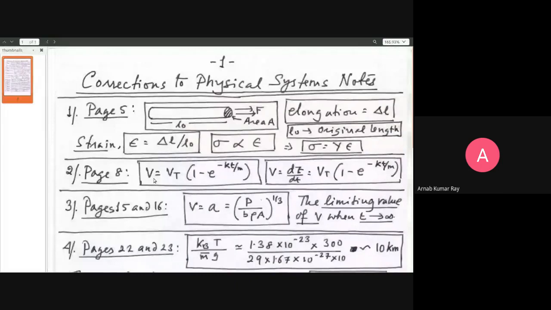Technical errors. So here in page 8, I told you there were these errors, right? V is equal to Vt into 1 minus e raised to minus kt by m. And similarly for the z equation, dz by dt is equal to Vt into 1 minus e raised to minus kt by m. In the main notes, this was by mistake: I wrote mt by k, but it is kt by m. So please make a note of this correction. It is there, this correction is set in your Google Classroom as well.